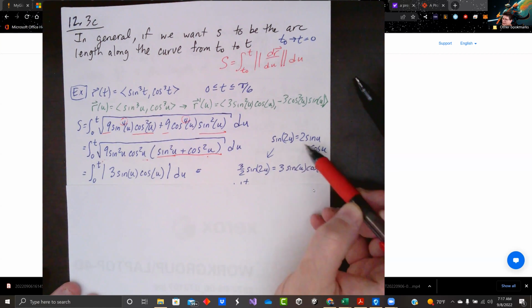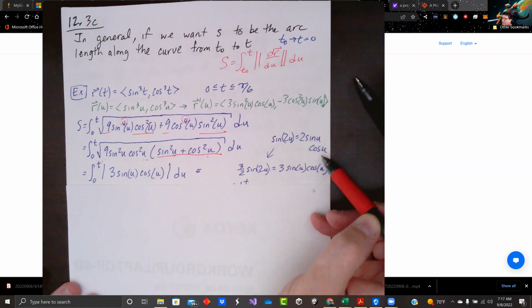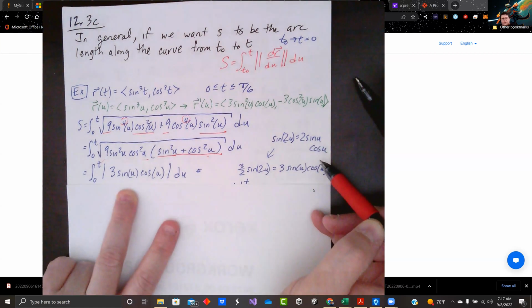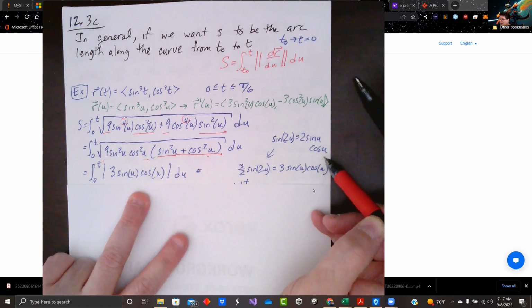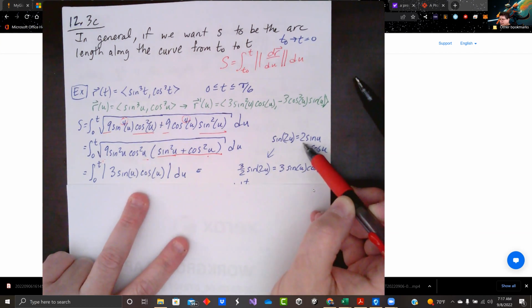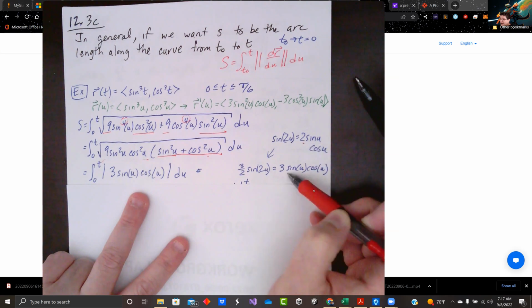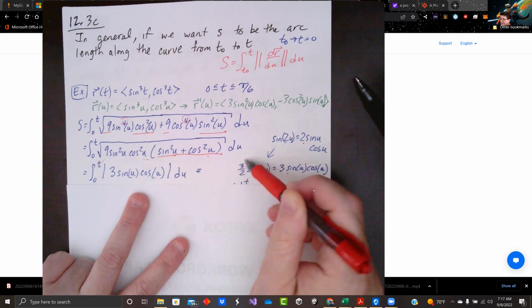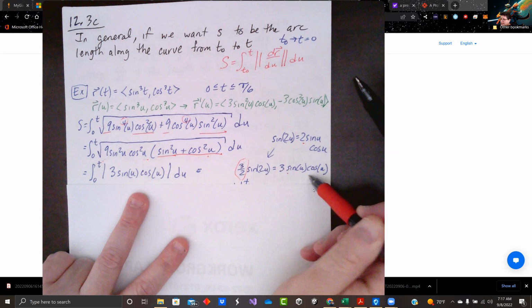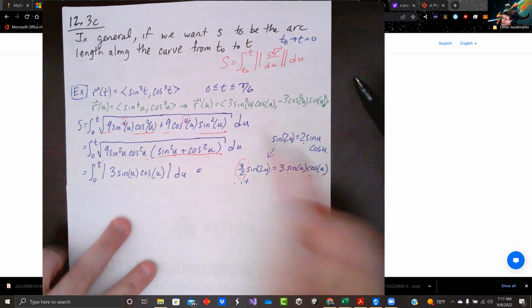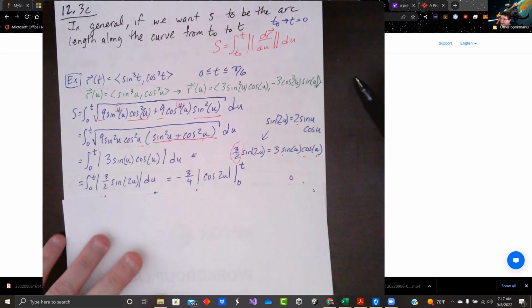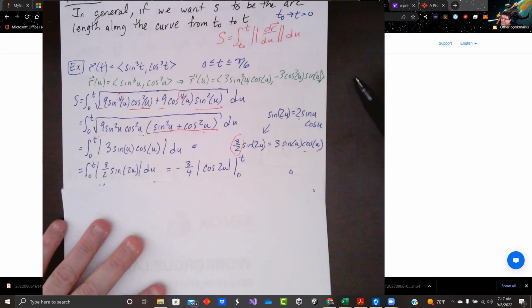So if sine 2u equals 2 sine u cosine u, I want to end up with 3 sine u cosine u. What do I got to do? I could multiply the 2 by 3 halves, and that'll give me a 3. So multiplying by 3 halves gives me 3 sine u cosine u, and I will replace my integrand with that: 3 halves sine of 2u.